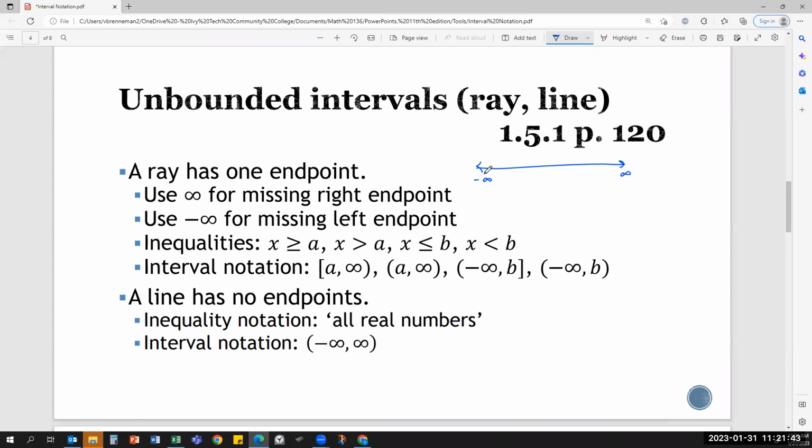A line then is just going to be negative infinity to positive infinity in interval notation. There's not really an inequality for that. You just say all real numbers. In all of these, note the infinity always uses parentheses, as well as negative infinity, because we can't actually include infinity. Infinity isn't a number. It's just saying it goes on forever.